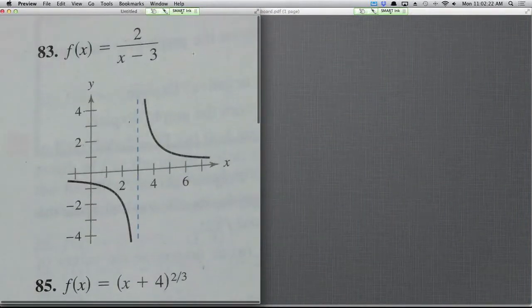All right. Okay, we want to talk about the differentiability of this function. On 83, I've got the function 2 over x minus 3, and it wants me to figure out where this thing is differentiable. Usually we figure out where it is differentiable by saying where it's not. So where is this not differentiable? Why am I not differentiable at x equals 3?